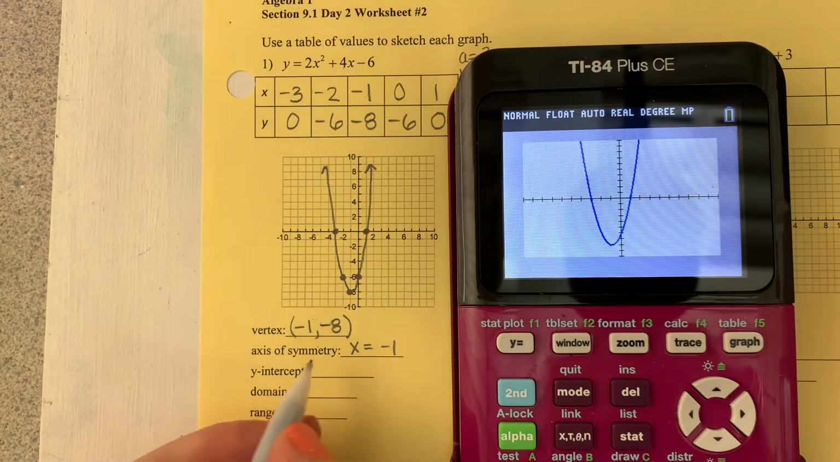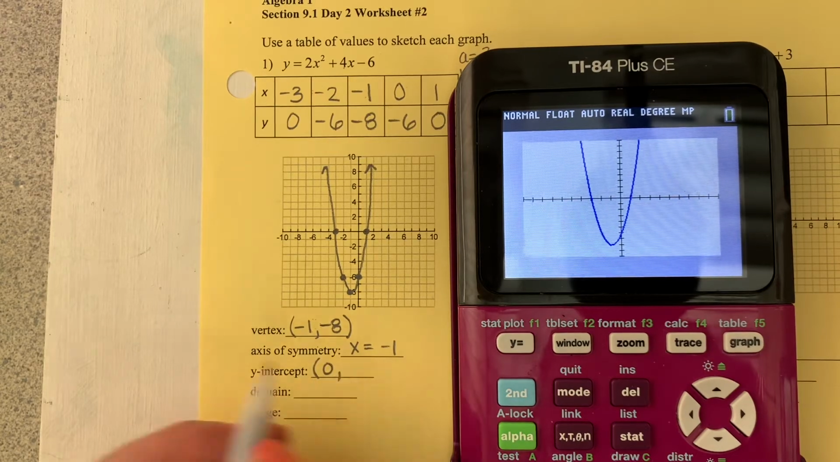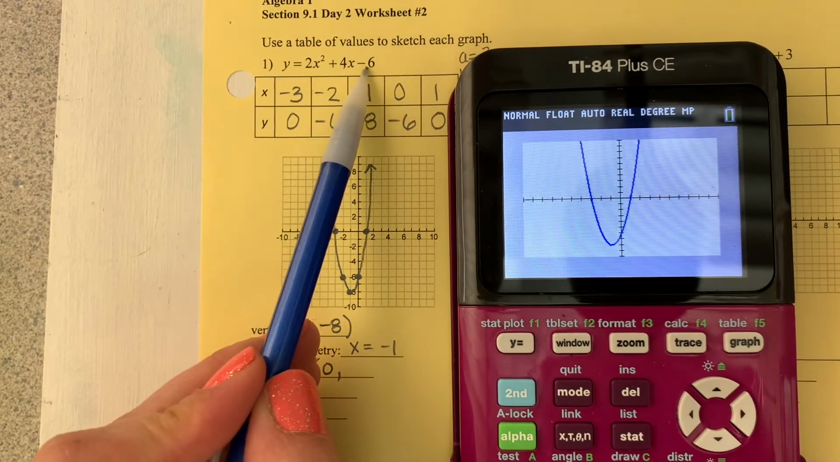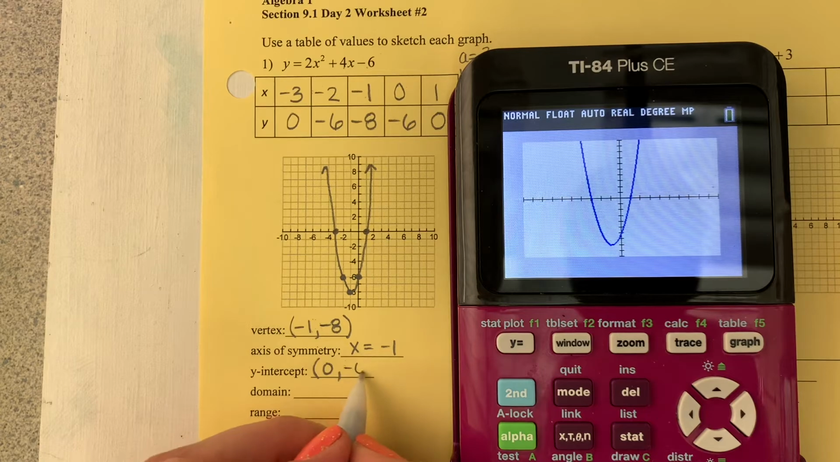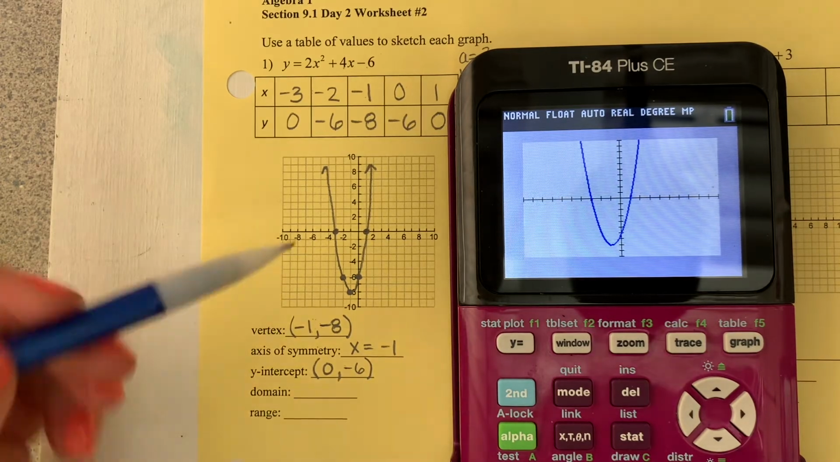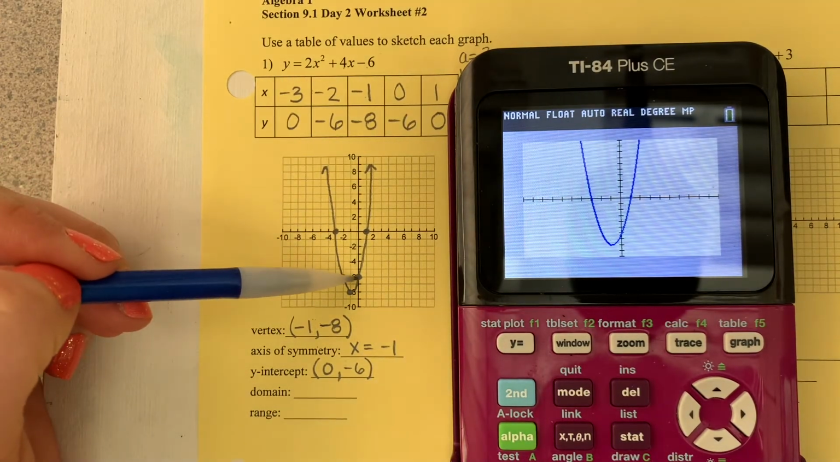Now the y-intercept is always 0 comma whatever my c value is, and remember my c was -6, so I can say 0 comma -6. I can also see that it's plotted on the y-intercept or the y-axis right here at -6.